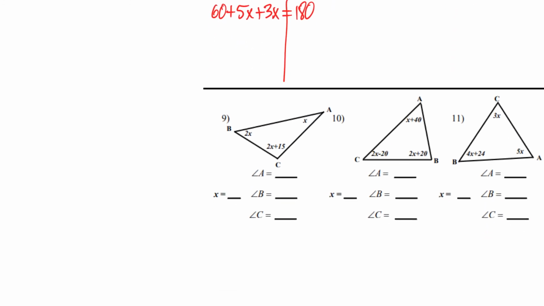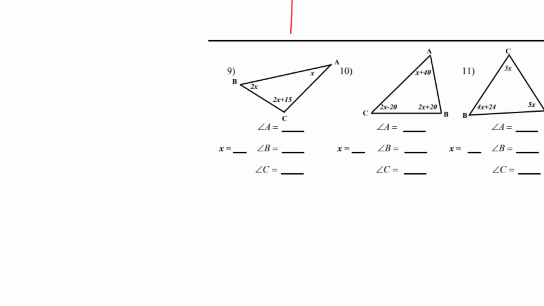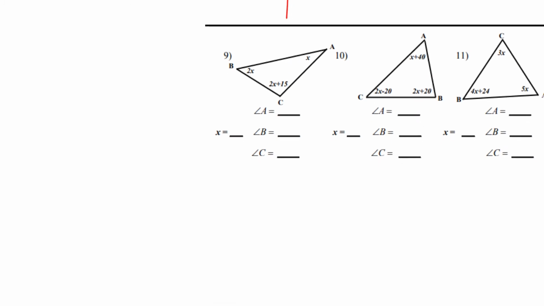Okay, right below there on number 9. How would I set that one up? 2x plus 15 plus x equals 180. Okay, good. So like this 2x comes from right here. This 2x plus 15 is this, and then this just x by itself is this x up here. So again, you're just adding all three of those angles up to equal 180.